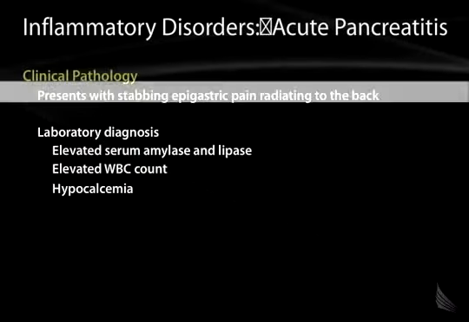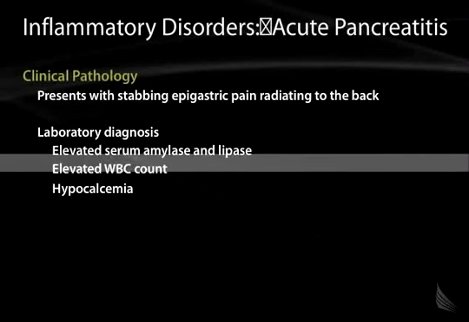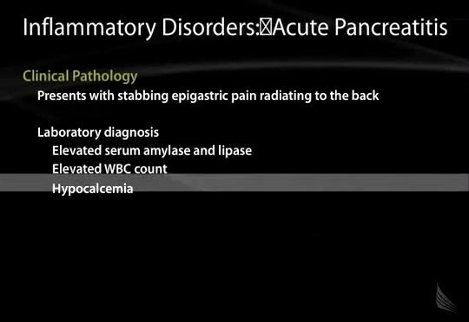Acute pancreatitis usually presents with stabbing epigastric pain which radiates to the back. Lab findings include an increase in the serum amylase and lipase and an elevated white count. You can also sometimes see hypocalcemia or even increased hematocrit.